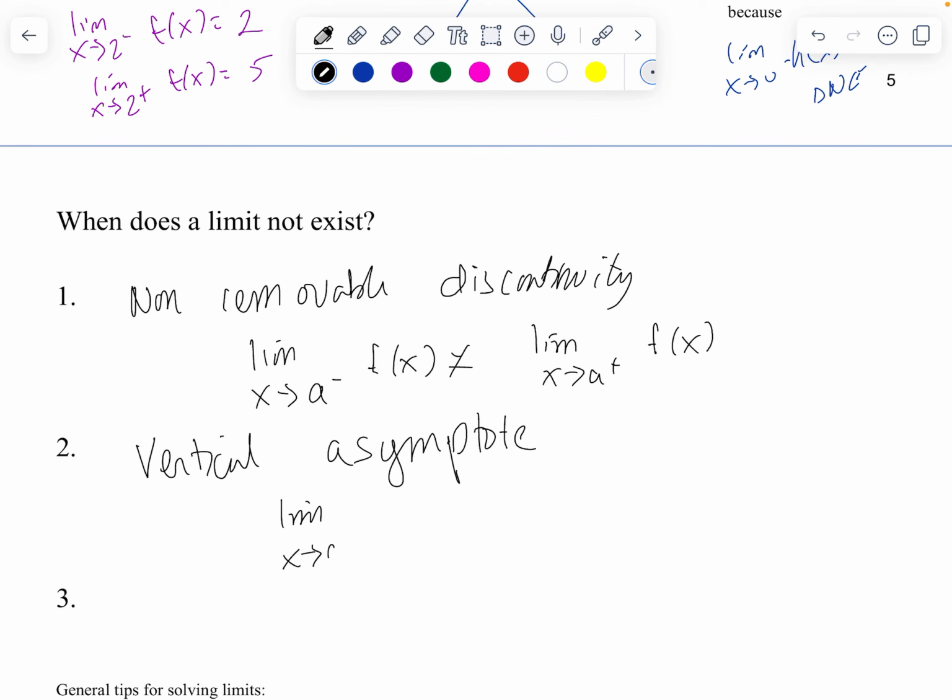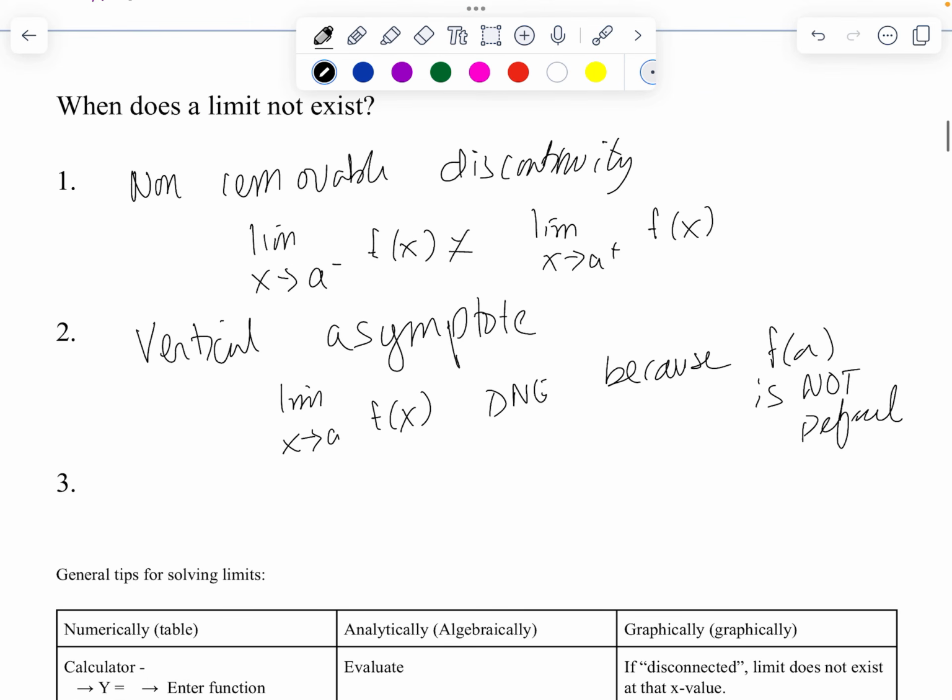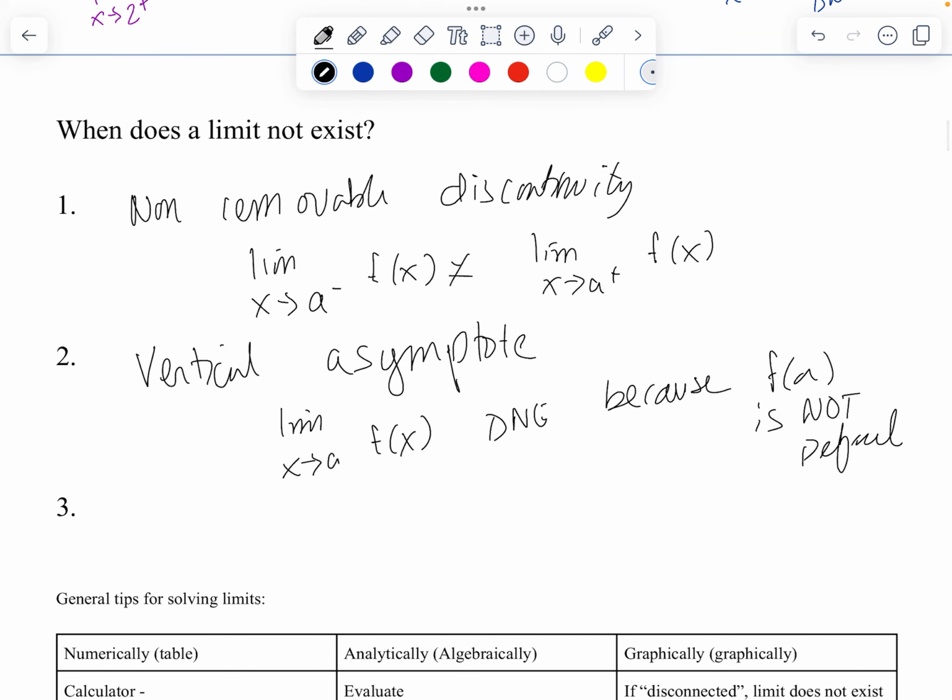The limit as x approaches a of f of x does not exist because f of a is not defined. I know I'm going faster because my son is awake and requesting Peter Rabbit.